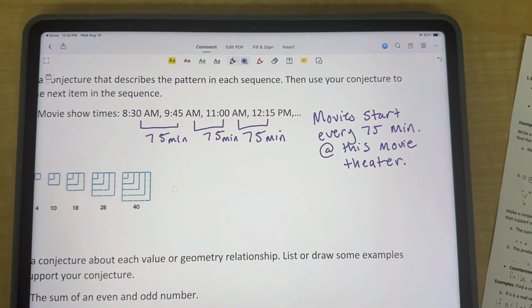Okay. So again, we looked at our information that was given. We said, okay, these movies are happening every 75 minutes. So movies must start every 75 minutes at this movie theater. All right. Try to come up with the next one.